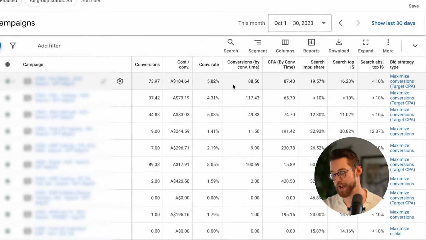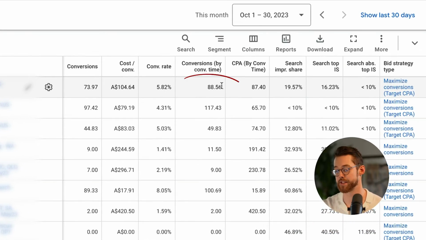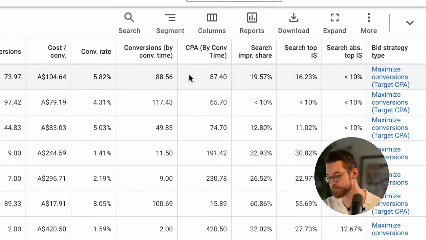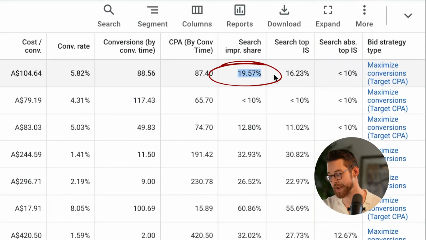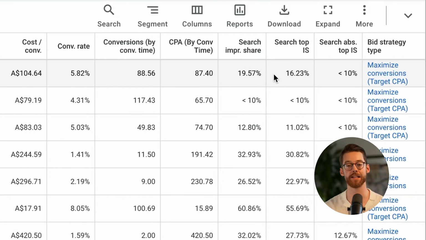This particular campaign, if our cost per conversion is 90, which based on the conversions by conversion time column we're hitting, and our search impression share is only 20%, that basically means that we should probably be getting a little bit more aggressive with this campaign to drive more conversion volume, as long as everything else is on track. It's essentially Google telling us that there are lots more impressions and clicks that are out there to be had for the current targeting that you have set.